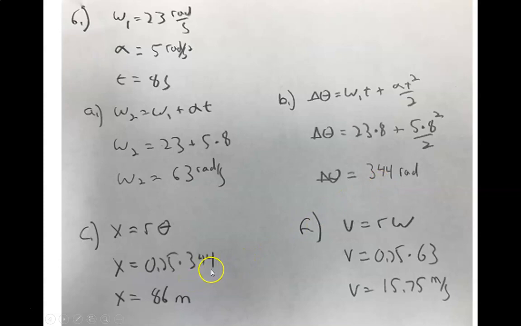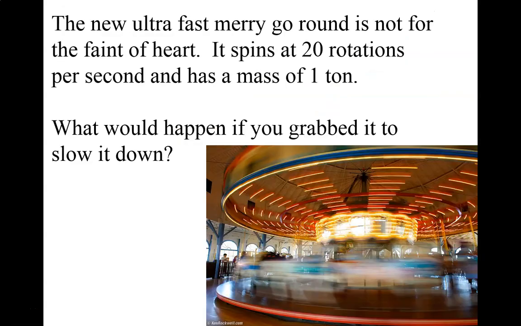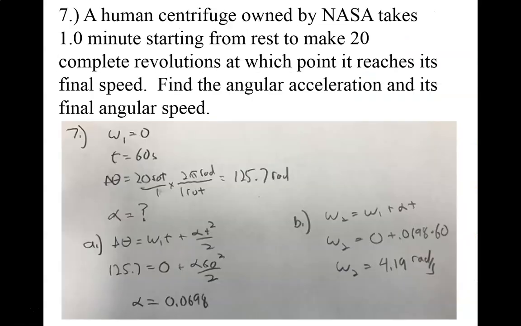And lastly, what does the car speedometer read? So we're looking for linear speed. In A, we figured out the rotational speed. So we're just going to multiply by the radius and convert that to linear speed, and we get 15.75 meters per second. Now I know not many car speedometers read out in meters per second, but just bear with me. One more problem, and that is where we're going to stop for the day.